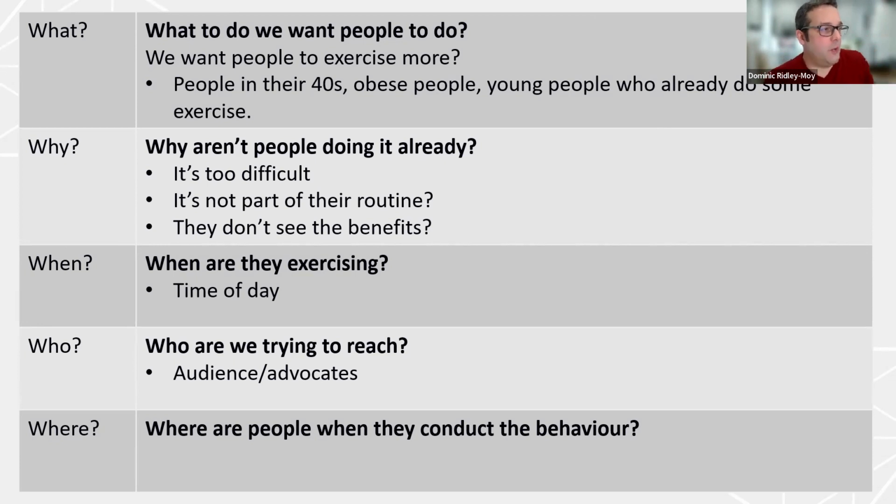So what do we want people to do? I've been working on a campaign which is all about, we want people to exercise more, but what does that actually mean? Is it obese people? Is it young people? Is it people already doing some exercise? Is it people in their 40s? So it's very basic comms, but thinking from a behavioural point of view. So what is it we want to do?